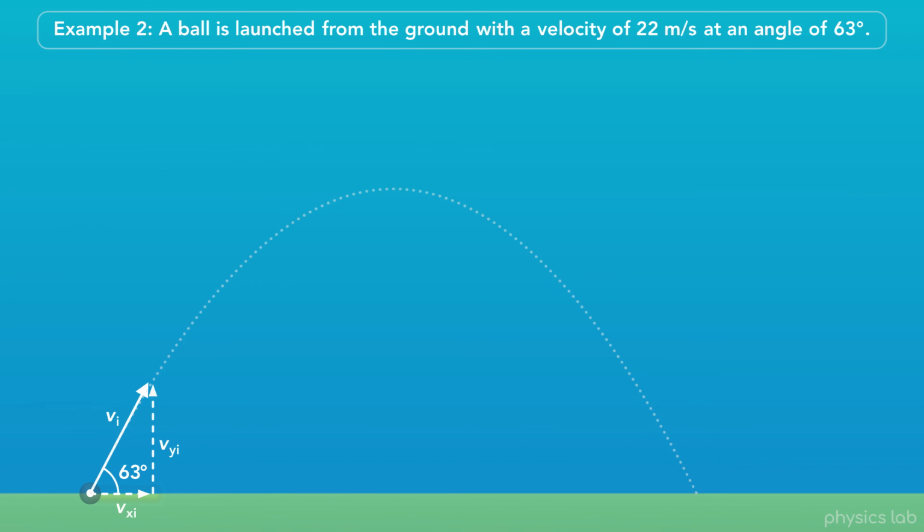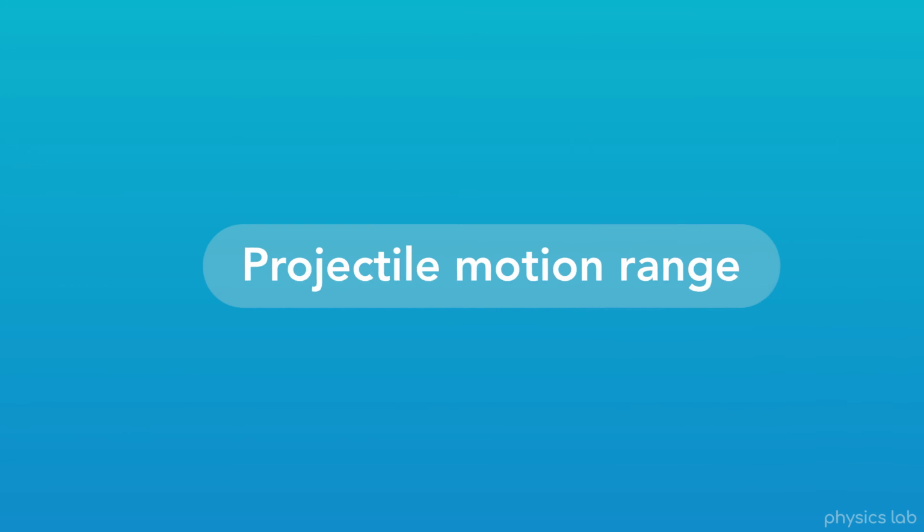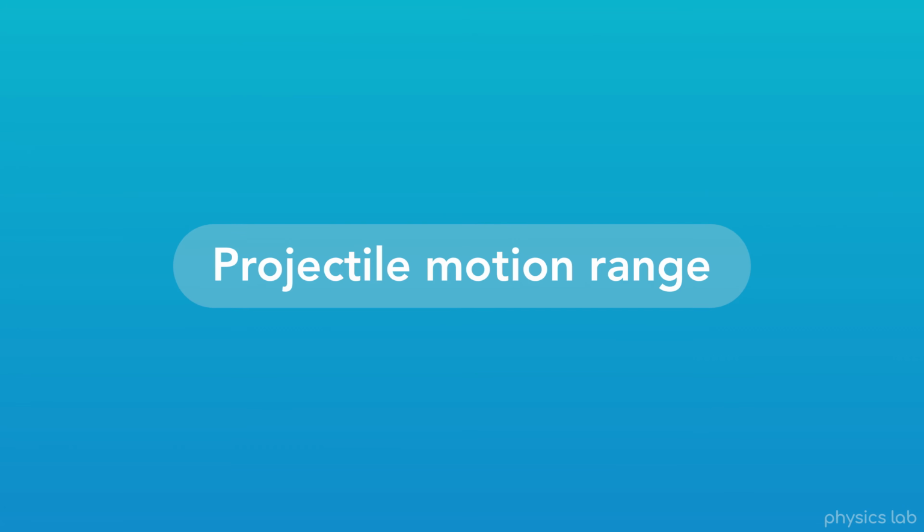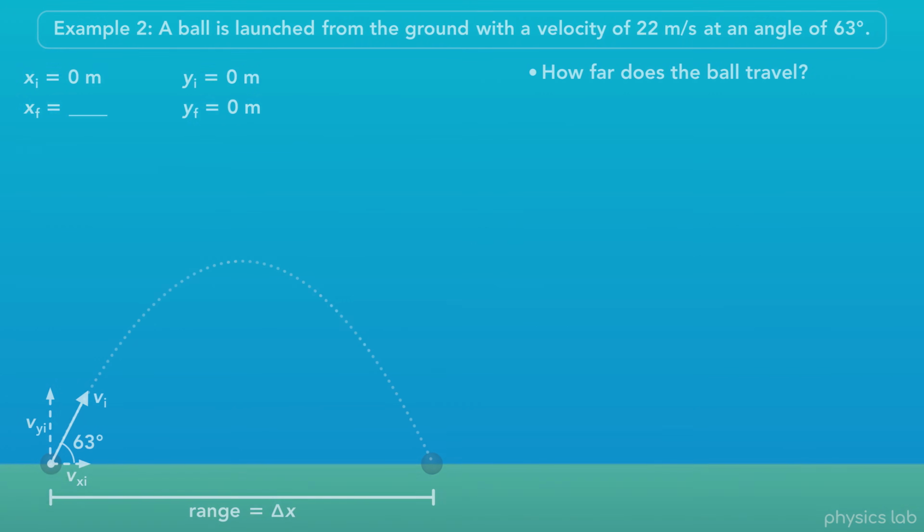Finally, what if we wanted to answer this question? How far does the ball travel? Let's talk about one of the important concepts in projectile motion, which is range. Range is how far the object travels in the horizontal direction. It's the displacement in the x direction. So what determines the range? How do we find delta x?